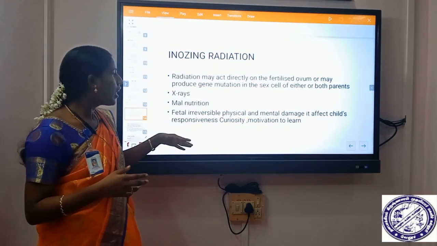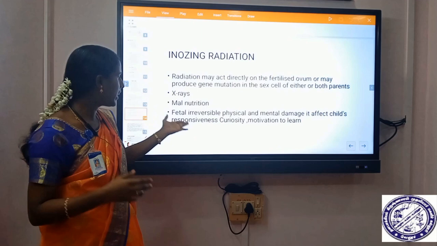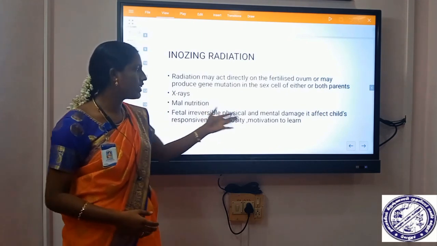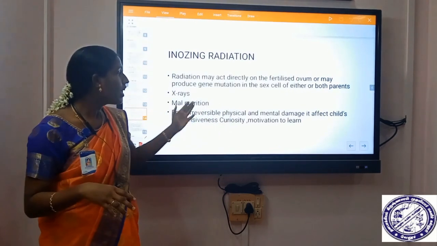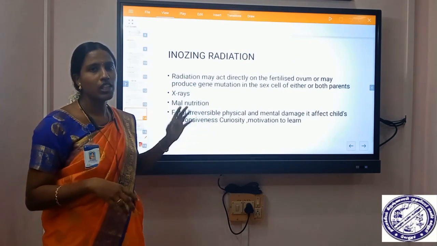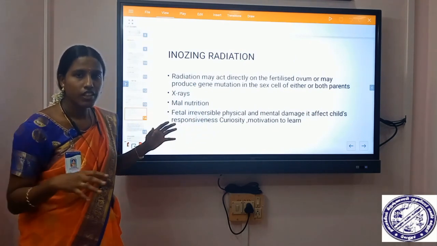X-rays and malnutrition: if there is fetal irreversible physical and mental damage, it also affects the baby's curiosity and motivation to learn. So these things will be reduced.